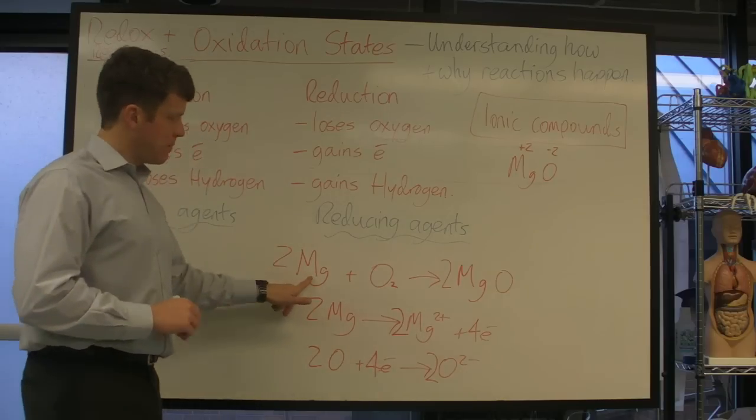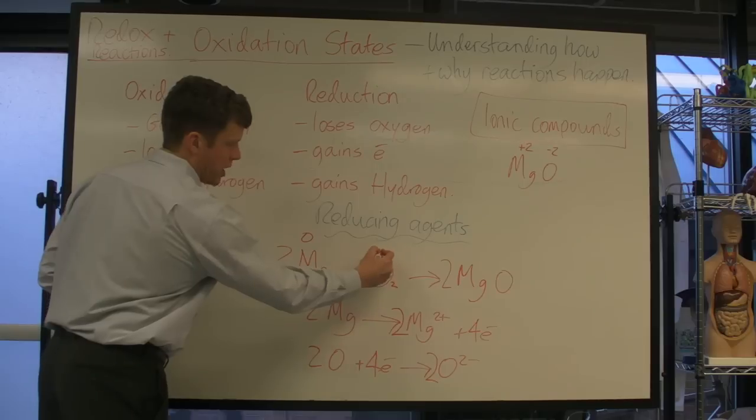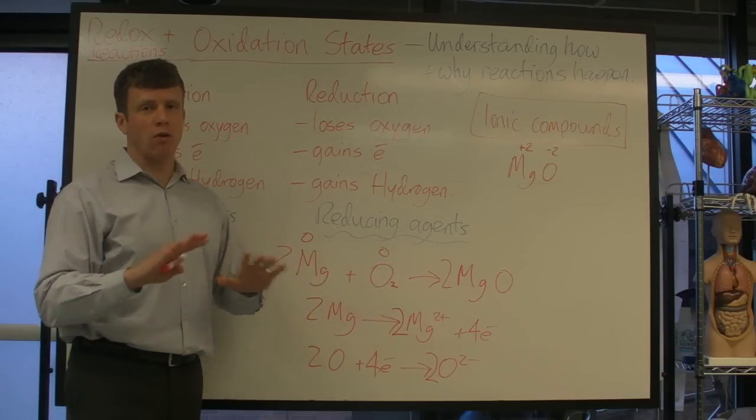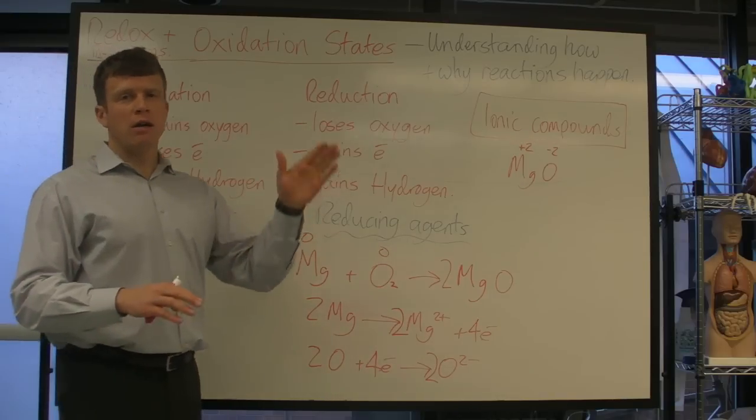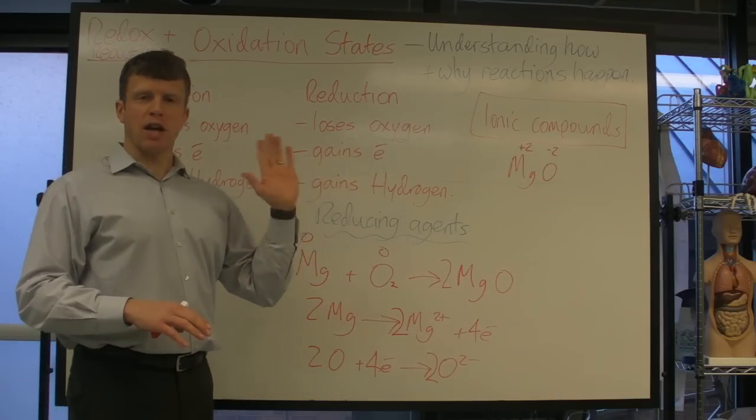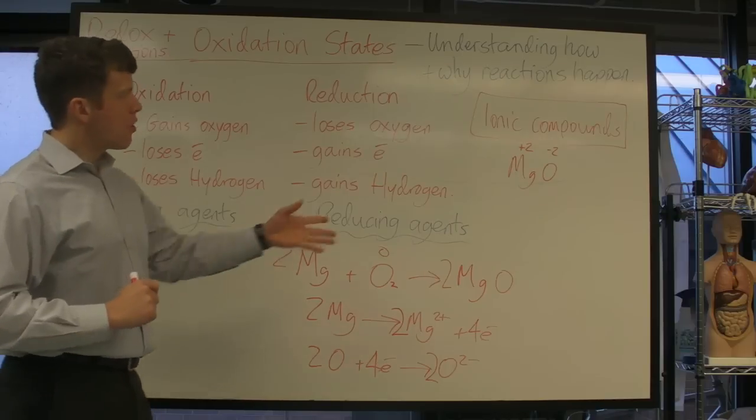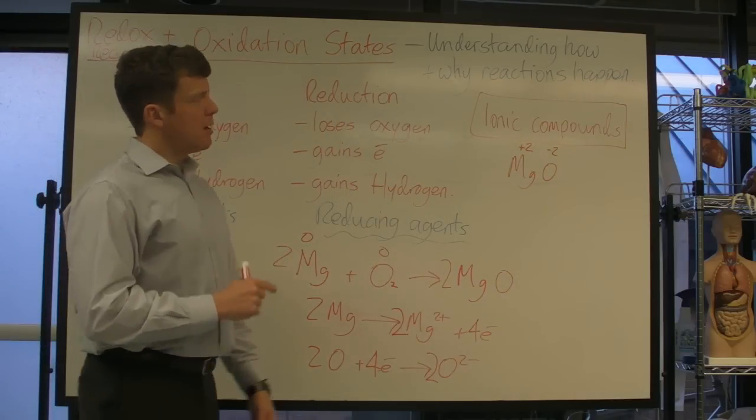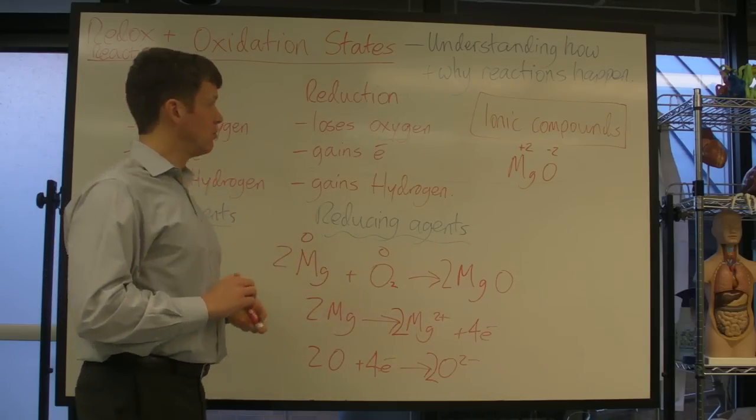Regular old magnesium, if it's an element, is 0. And oxygen here would be 0. Any element always has an oxidation state of 0, always. Group 1 metals, group 2 metals are plus 1, an oxidation state of plus 1, and then plus 2, pretty much always. Oxygen is sometimes minus 1, unfortunately, but almost 99% of the time it's minus 2.